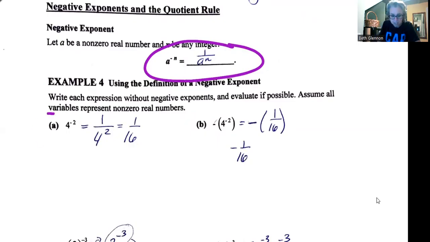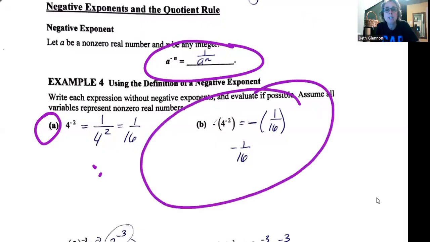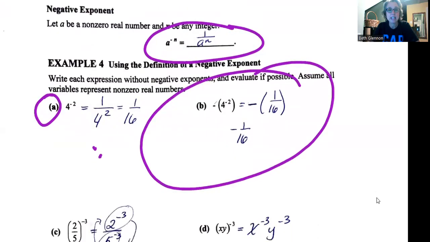So using our example in a, we have 4 to the negative second. So it's saying, hey, I've got a 4 as a base and a negative second. I'm going to move to the denominator of a fraction. And you see I did that here with 1 over 4 squared. Okay, and then of course simplify it. And then we can spice it up by putting a negative sign in front of that problem once we finish it. So it's going to be negative 1/16.